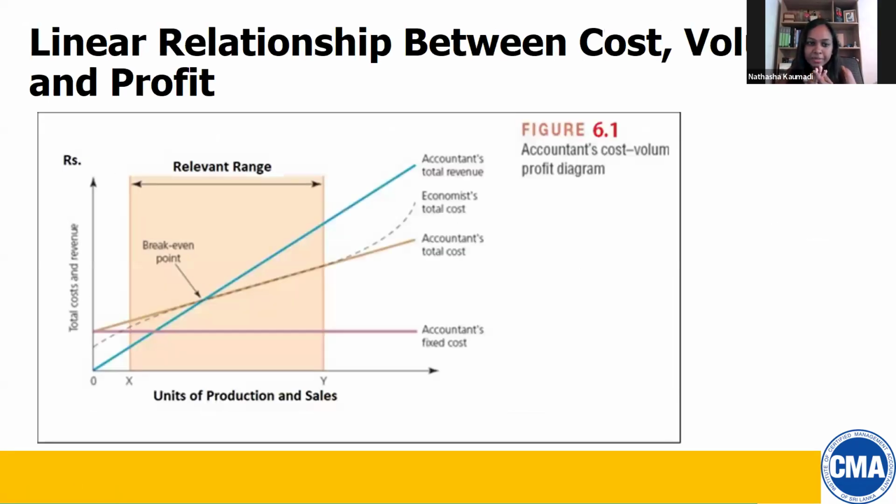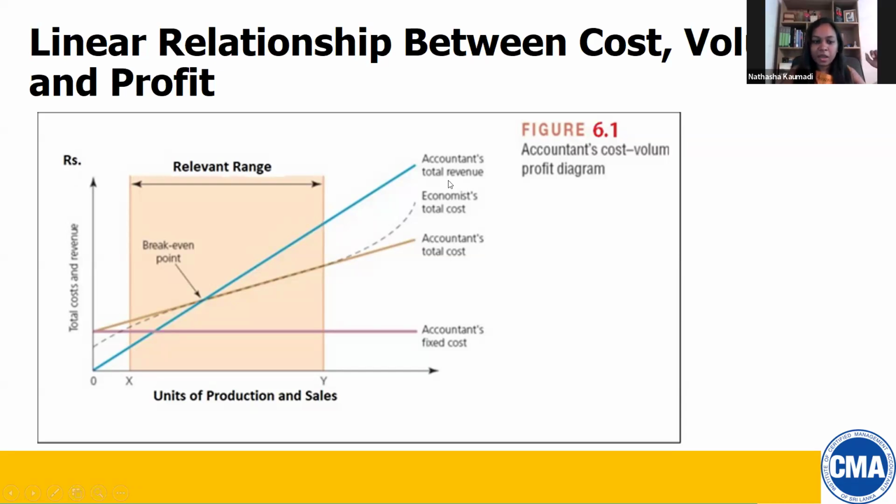Right. Now I hope you can see this graph. We say linear relationships between cost, volume, and profit, right? CVP graph. Look at this CVP graph. What is this blue color line? Blue color line is the total revenue line. Is that clear? Starting with zero. That means when you sell 0 units, revenue would be 0. When you sell X number of units, revenue would be this much. When you sell Y number of units, revenue would be this much, right?